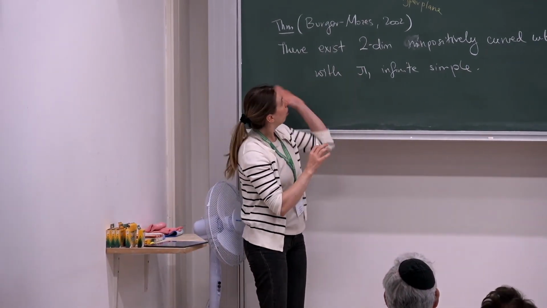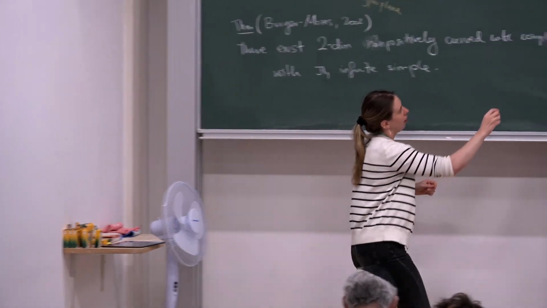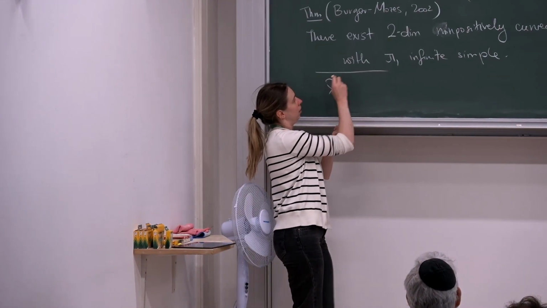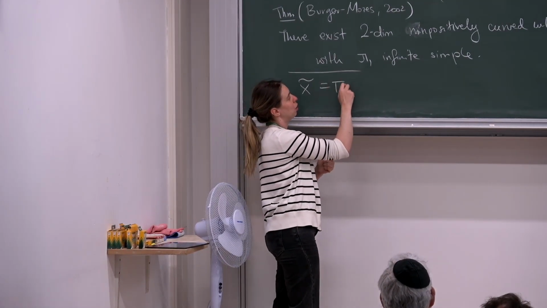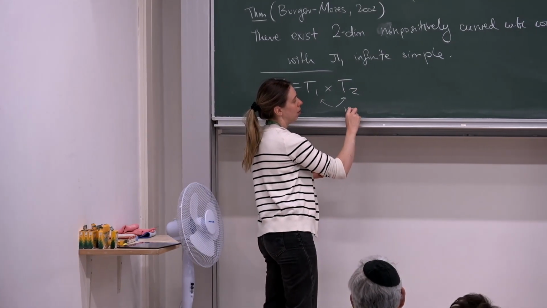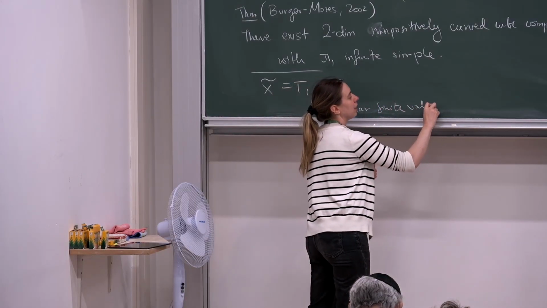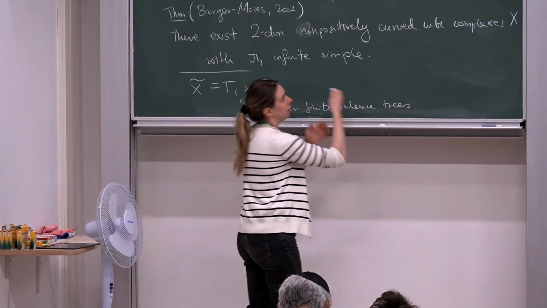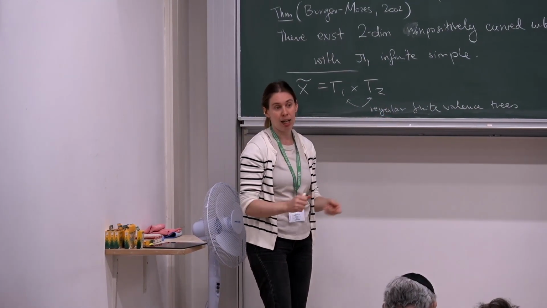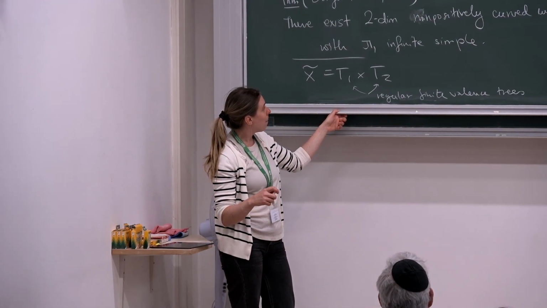So this is maybe not how this theorem is usually stated. Those examples maybe have universal cover that is a product of two trees, maybe regular finite valence trees. So this is a particular example of a non-positively curved cube complex that is a product of two trees.